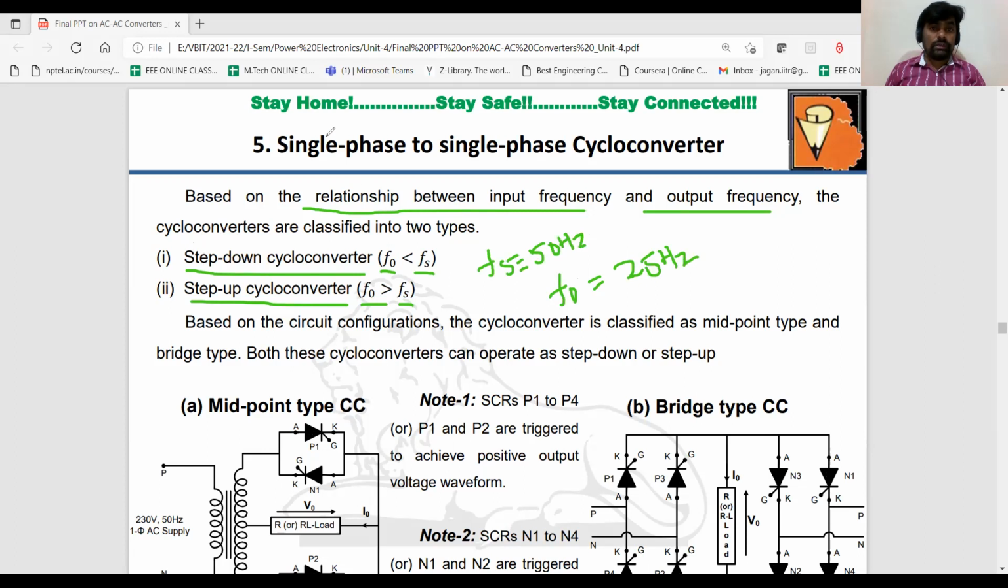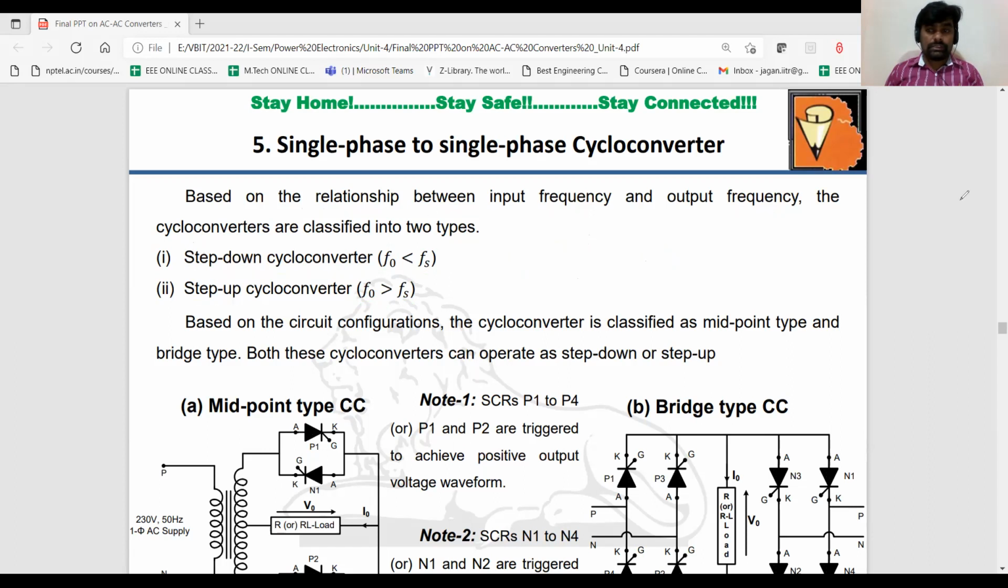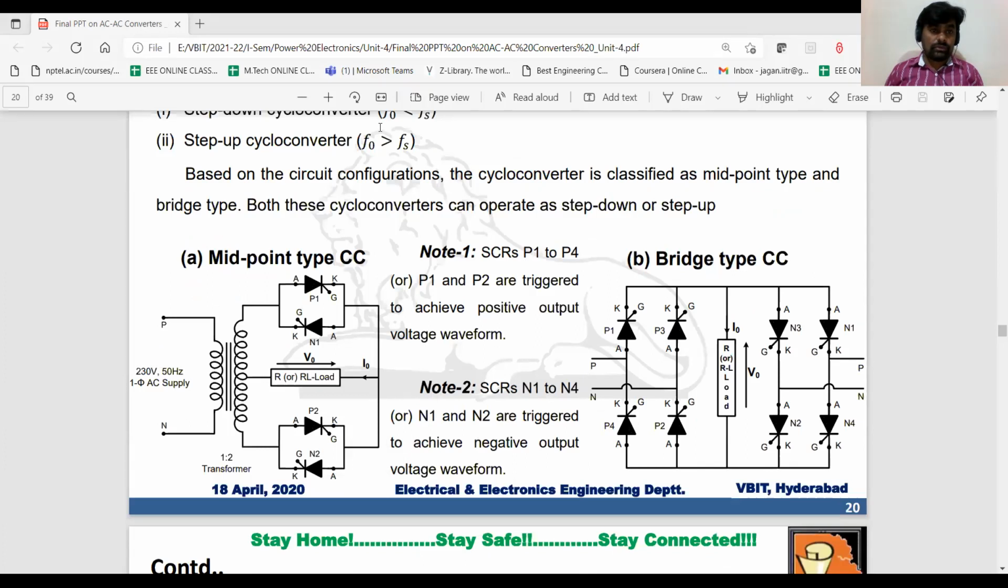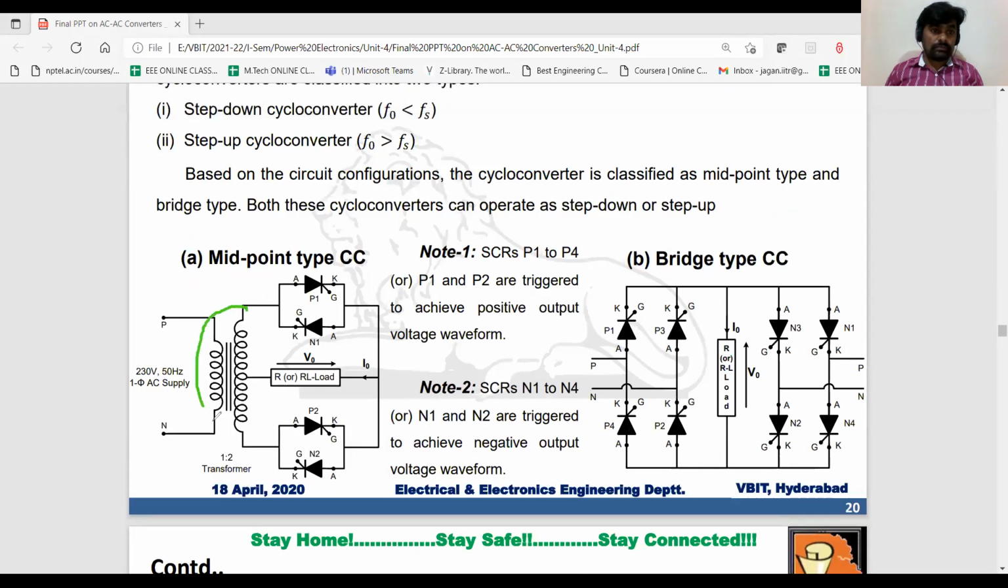There are two types of configuration for the cyclo converter. One is the midpoint type cyclo converter and the other is the bridge type cyclo converter. Here you can see the circuit configuration. I don't want to go into detail of this one. Here you can see the midpoint, or center type, configuration, and here you can see the bridge type cyclo converter.